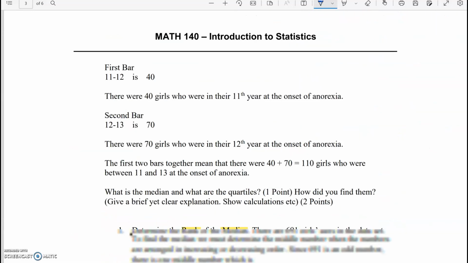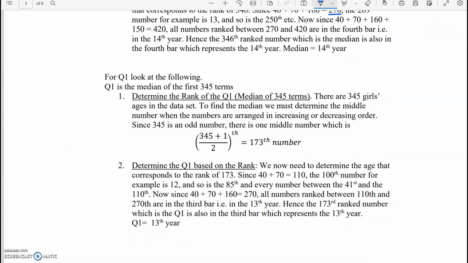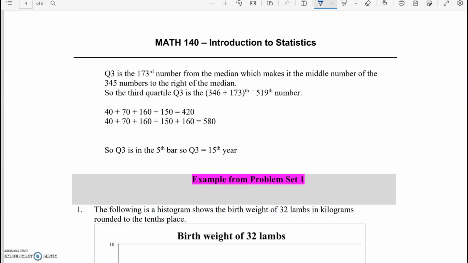And similarly, we can find Q3, which is the 173rd number after, like we start counting. If this is the median, we start here and start counting 173 numbers from then. So we just go, the 346th number is the median, add 173 to it, and that gives us 519. So that tells us that the 519th number is the Q3, the third quartile. So the 519th number is 15.